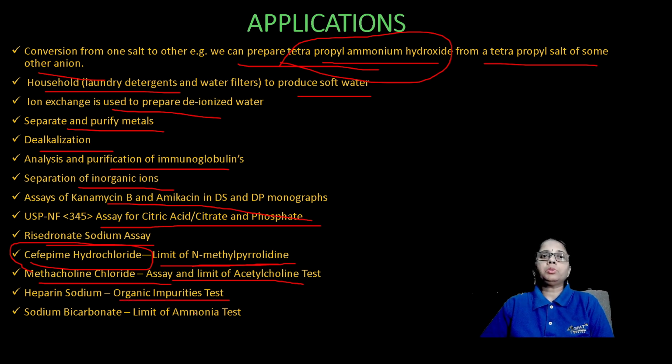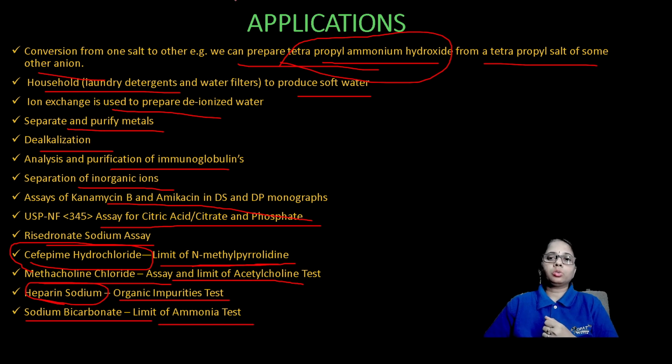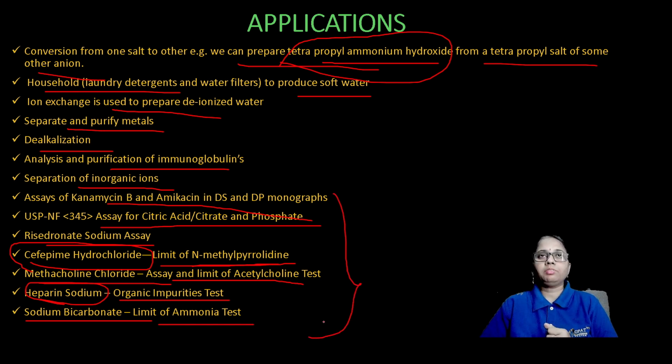And organic impurities and the limit of ammonia test. In the sample of heparin sodium, the organic impurities test has to be done; then you can go for this ion exchange chromatography. And for the ammonia test, the limit of ammonia, whether it is present or not in sodium bicarbonate, you can go for ion exchange chromatography. Okay, so all these last 6 applications are listed in the pharmacopoeias themselves. So that means ion exchange chromatography is highly useful in the determination of all these compounds.